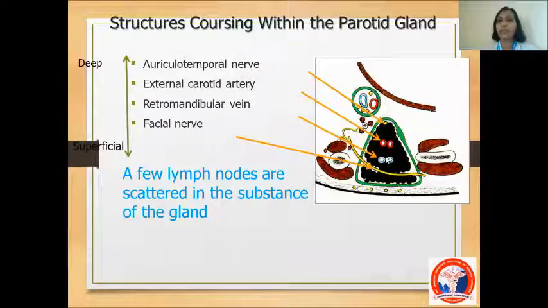We see the retromandibular vein. The vein, when it is formed, divides into its two divisions. So we see the anterior and posterior division of the retromandibular vein here. Dividing the gland into a superficial and deep lobe is the facial nerve, which runs across the gland from its posteromedial to the anteromedial surface.